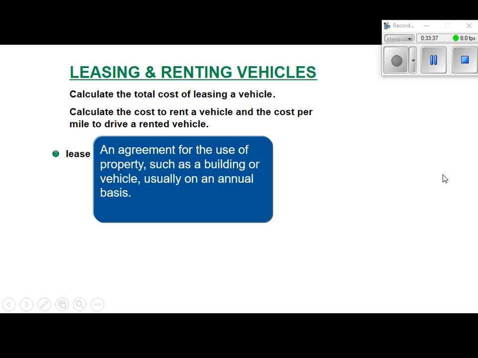Start copying down this. We're not gonna talk about renting a vehicle. We're gonna talk about leasing a vehicle just today. Then next time we'll probably talk about renting a vehicle.